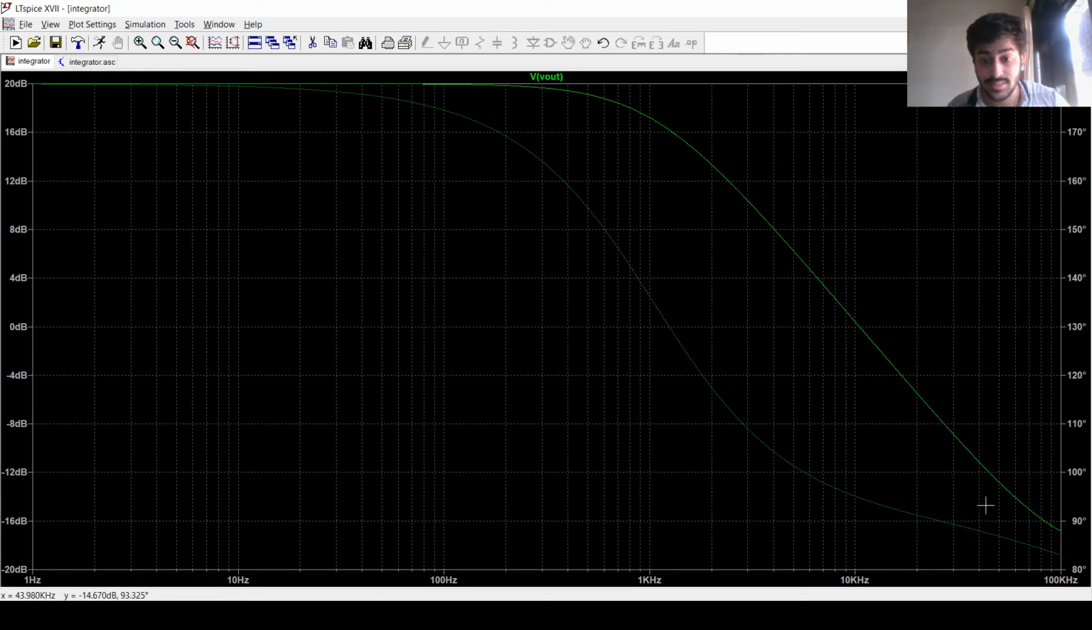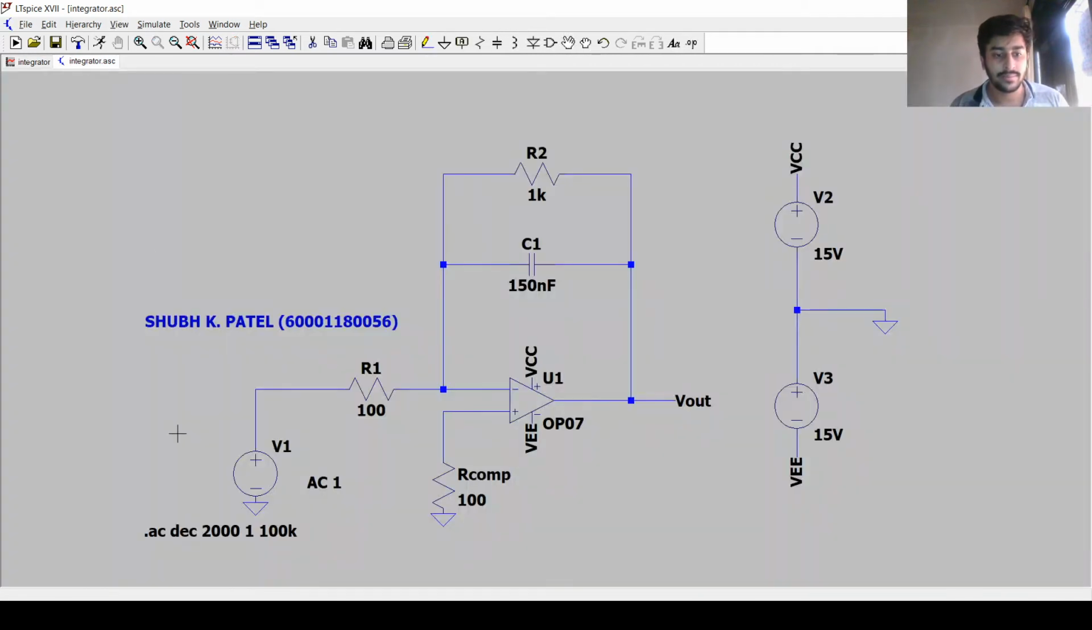For example, in this case I have taken Fa break frequency as 1 kilohertz. So at this particular frequency the value of gain drops by 3 dB, and after that it reduces constantly up to 100 kilohertz, and at Fb, which is 10 times of Fa, that is 10 kilohertz, the gain becomes 0 at that particular frequency, that is 0 dB. So let's move to the integrator circuit again.